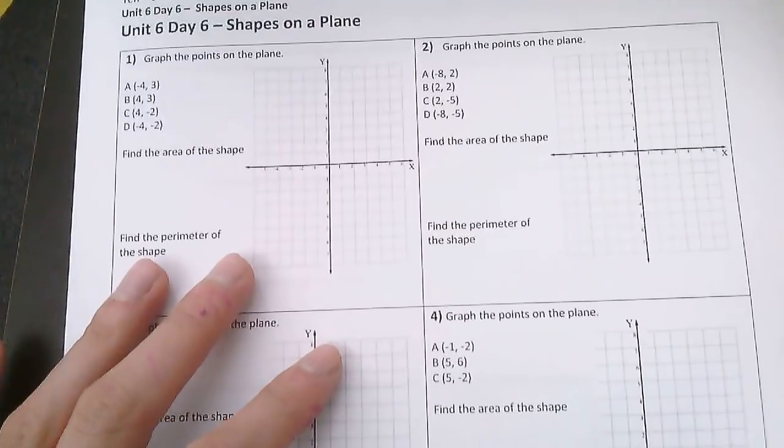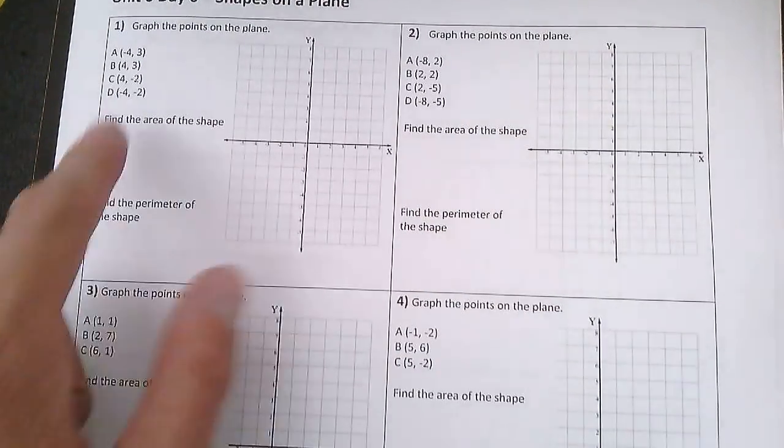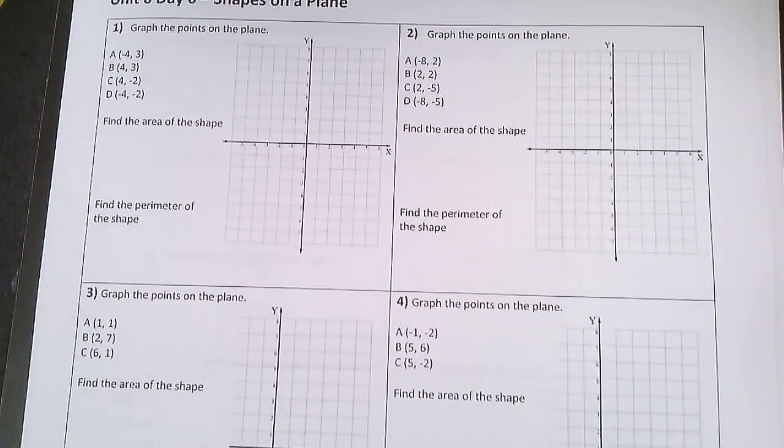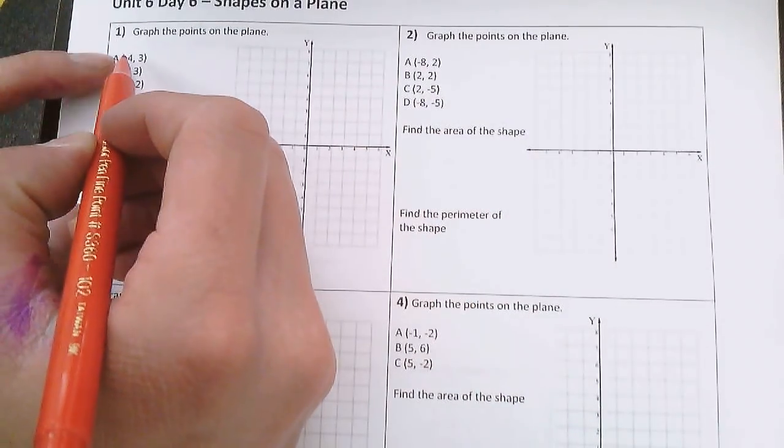Alright, let's get started. Looking at this first problem. Graph the points on the plane. Let's do that. So A is at -4, 3.